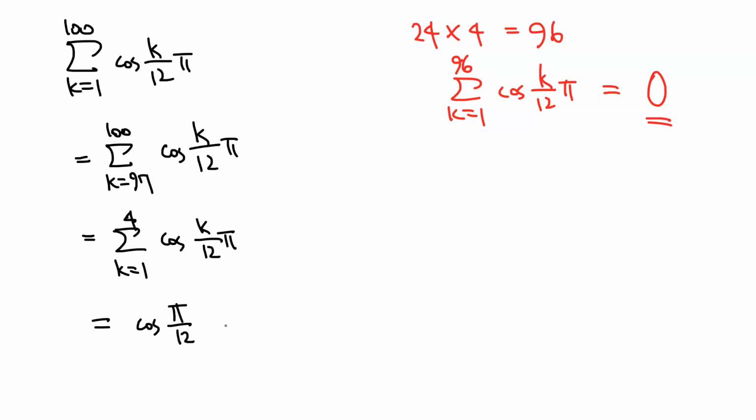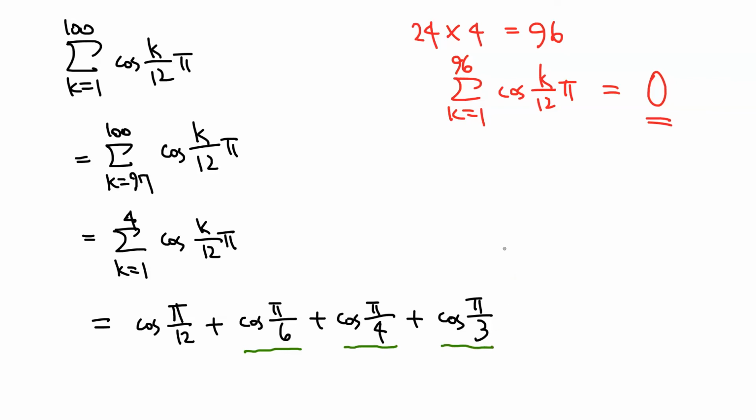cosine pi over 12, and when k equals 2, it gives cosine pi over 6. When k equals 3, it is cosine pi over 4, and when k equals 4, it is cosine pi over 3. Right, now, the cosine pi over 6, cosine pi over 4, and cosine pi over 3 are values that are actually familiar to us. So cosine pi over 6 is square root of 3 over 2, and cosine pi over 4 is square root of 2 over 2, and cosine pi over 3 is simply 1/2.